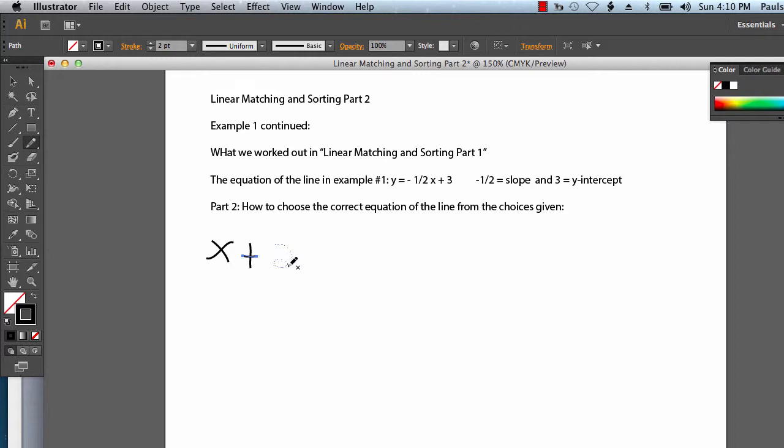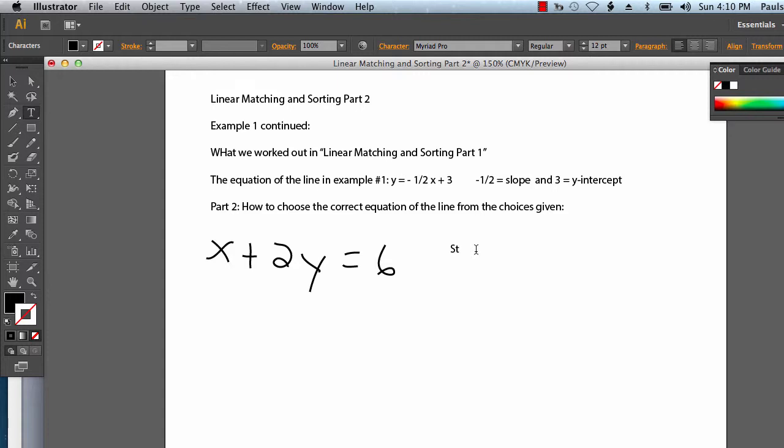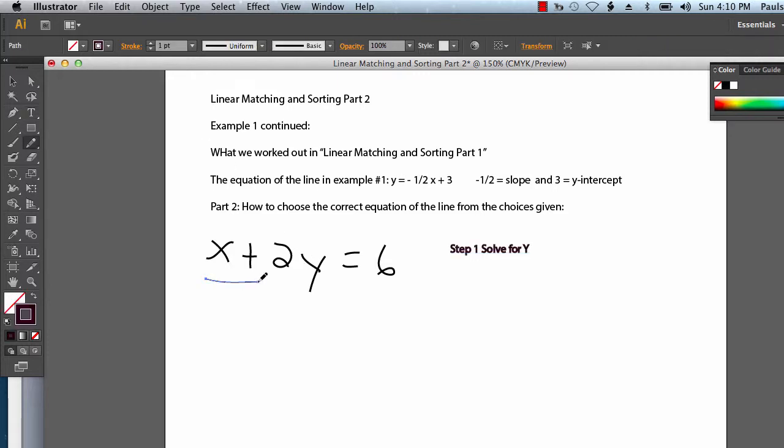x plus 2y equals 6. So when we solve for y, let's type that in, you're going to do step 1. You're going to solve for y. So that means rearranging the equation. First we're going to isolate the y, so we're going to move the x. This is a positive x basically. If there's nothing in front of that x, it's positive. Positive x, so we're going to subtract x from both sides.